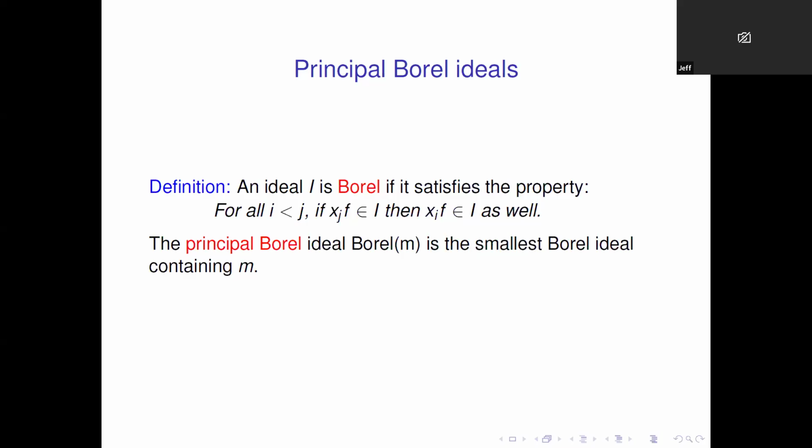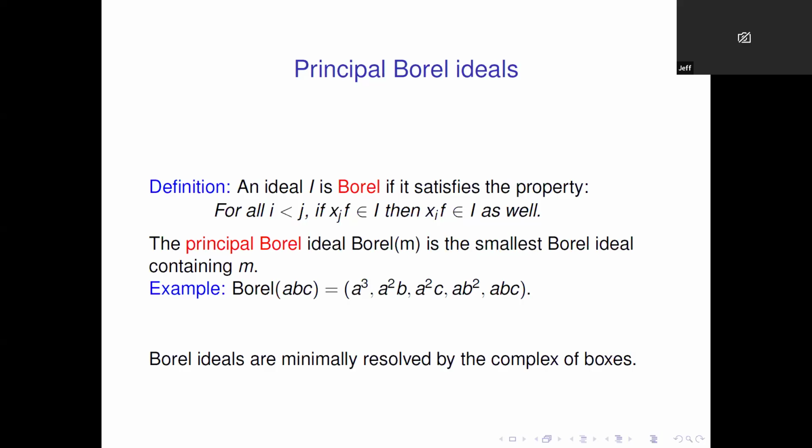A particularly nice example of Borel ideals are principal Borel ideals. That's just where you take some generator M and you find the smallest Borel ideal that contains it. So for example, the principal Borel ideal generated by A, B, and C, we have to keep the A and A, but the B could change to an A and the C could change to an A or a B. And when you look at everything that arises when you make those moves, you get these 5 monomials.